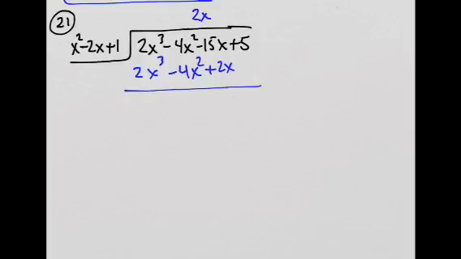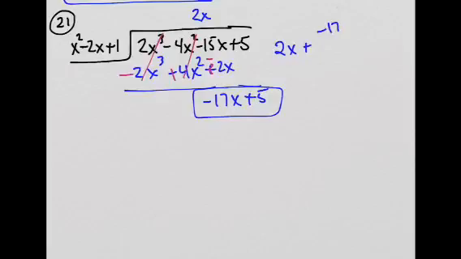We're going to subtract, so that means we're going to add the opposite. Like that. Combine your two polynomials, so I get 0 here, and this also becomes 0. So I'm left with negative 15x minus 2x, so that's negative 17x. Bring down the 5. And x squared does not go into negative 17x, so this is my remainder. So the answer would be 2x plus (negative 17x plus 5) all over x squared minus 2x plus 1.